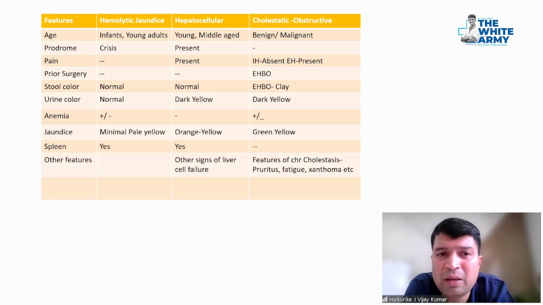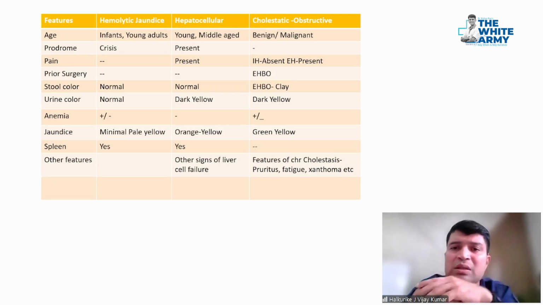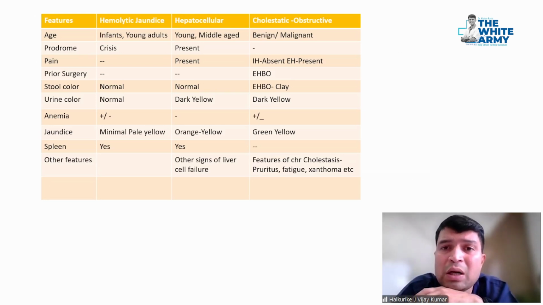And presence of pain again indicates hepatocellular jaundice. But we should differentiate these two types of pain: the pain of hepatocellular jaundice and the pain of obstructive jaundice. In hepatocellular jaundice, the pain is hepatogenous, a sharp pain due to liver enlargement and other things. In biliary obstruction causing jaundice, the typical biliary pain which I have described will be there. In intrahepatic cholestasis, pain will not be a feature. Prior surgery is often seen in extrahepatic biliary obstruction, part of cholestatic jaundice.